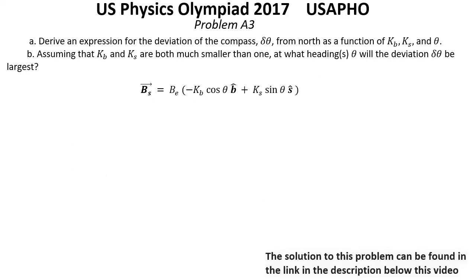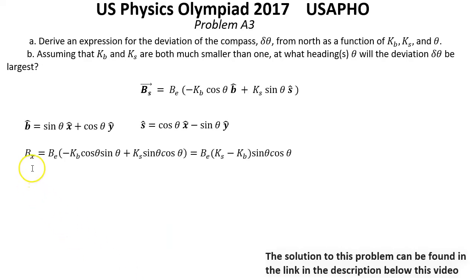Solutions. To answer question A, we need to represent in this formula vectors B and S in regular coordinates. Let X be the east direction and Y be the north direction. In that case, we have B equal to this expression and S equal to this expression.